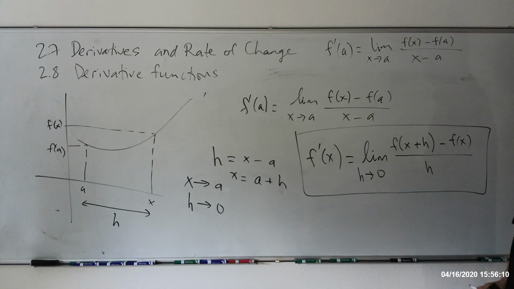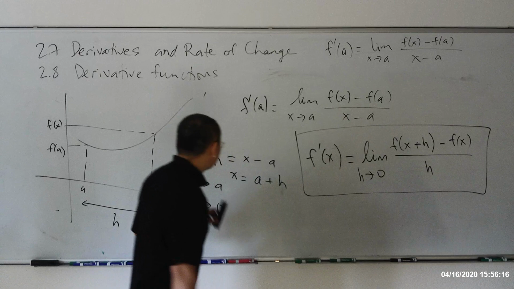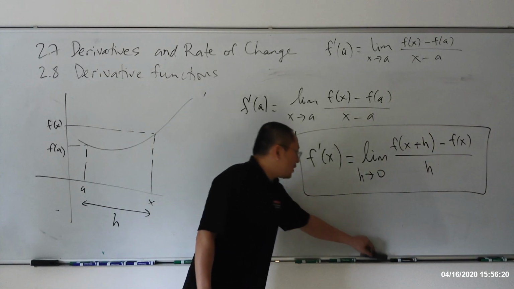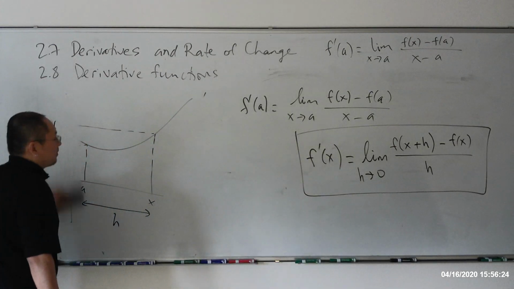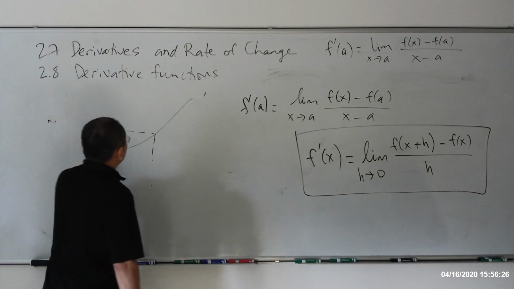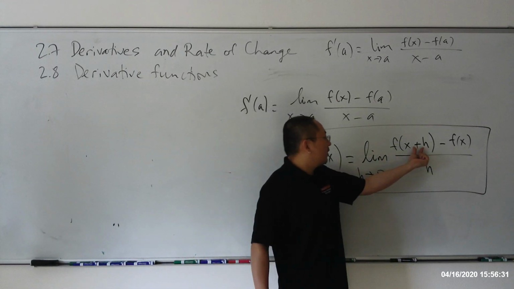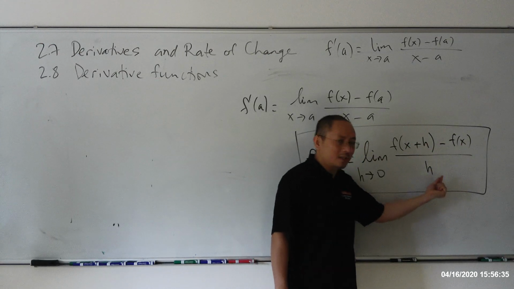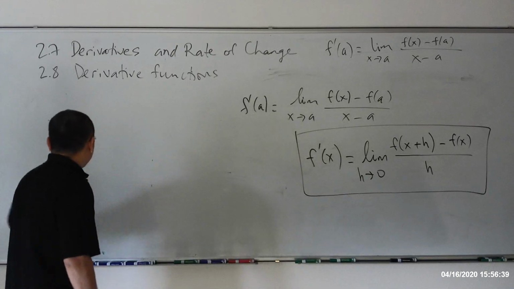Okay, so let's calculate that derivative function in general and see how it works for our example. You guys can think of x plus h as like the b right here, or the new x that we have. So f of b minus f of a over b minus a, and the distance b minus a is going to be h.